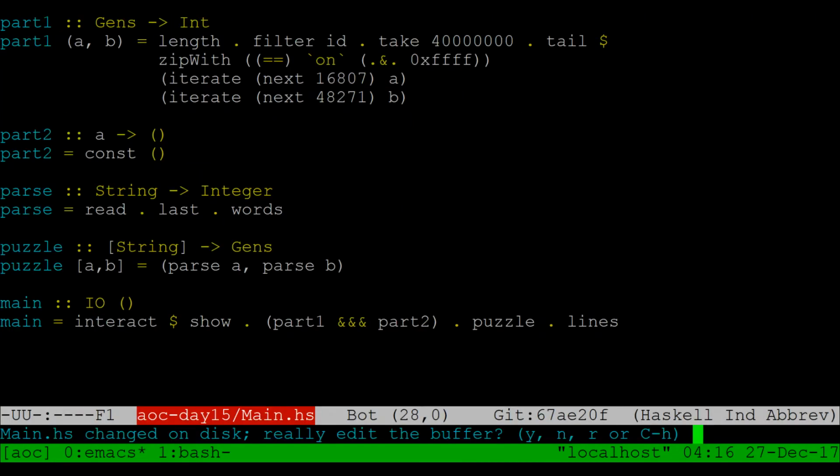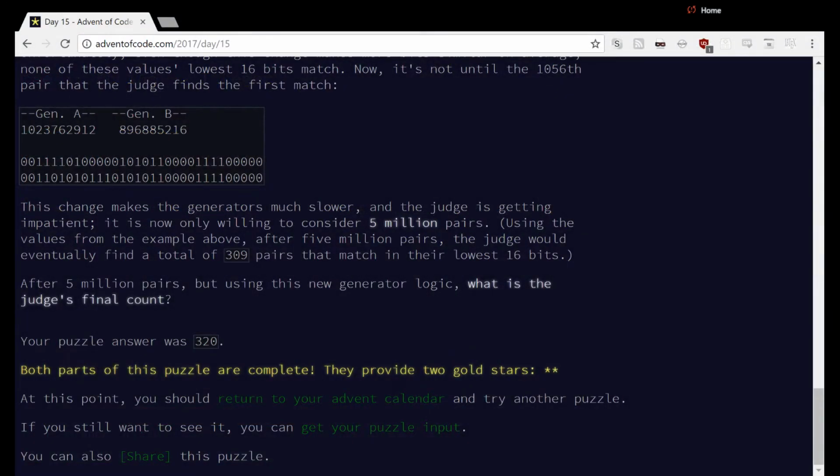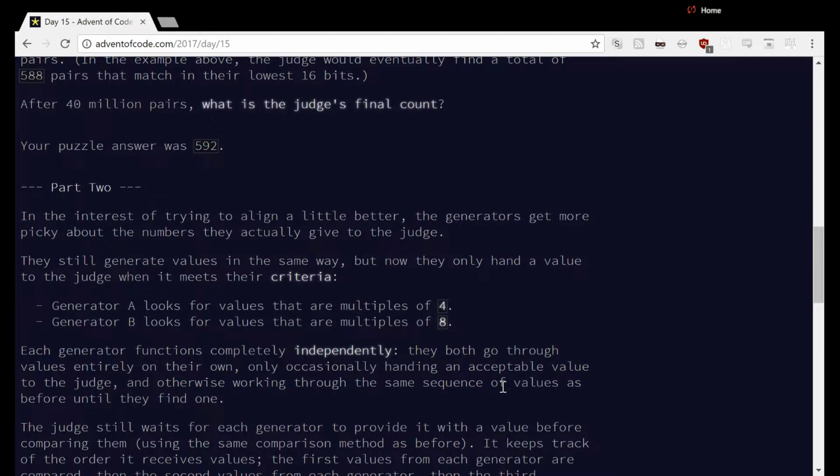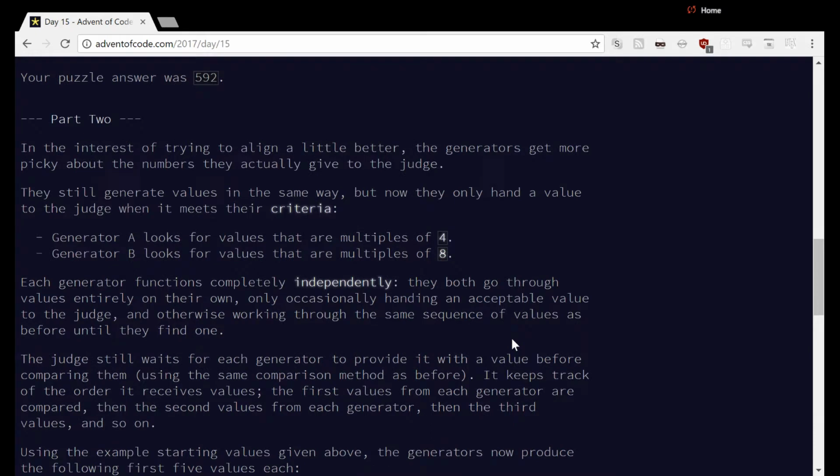Okay, so, no spoilers. Let's look at part 2. In the interest of trying to align a little better, the generators get more picky about the numbers they actually give to the judge. They still generate values in the same way, but now they only hand a value to the judge when it meets their criteria. Generator A looks for values that are multiples of 4, and generator B looks for values that are multiples of 8.